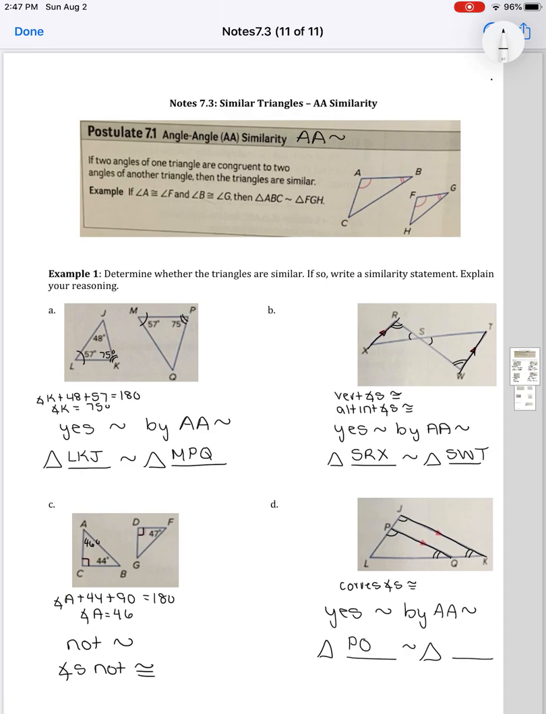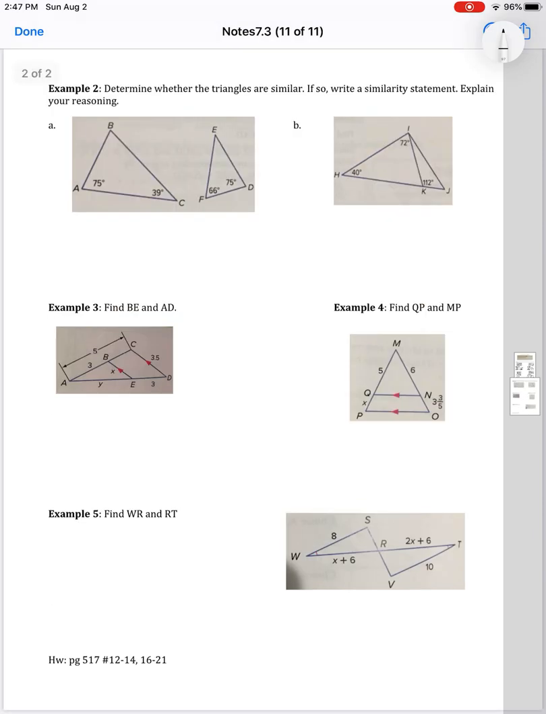And then when we write our similarity statement, we're doing the little triangle first. So I'm going to do PQL, and then the big triangle, JKL. That's who matches up with who, again based on the markings.